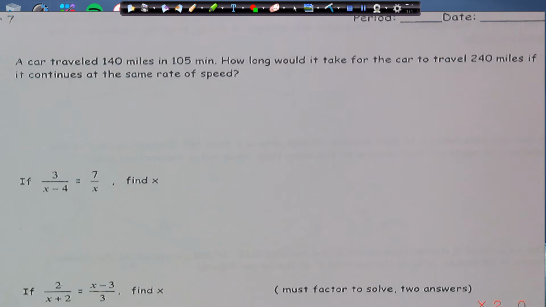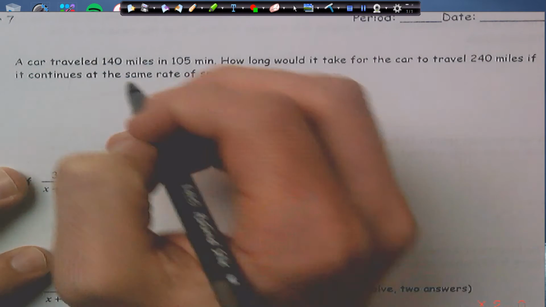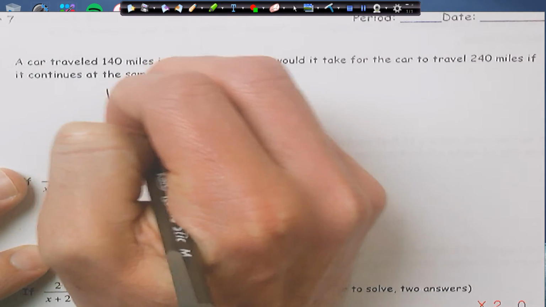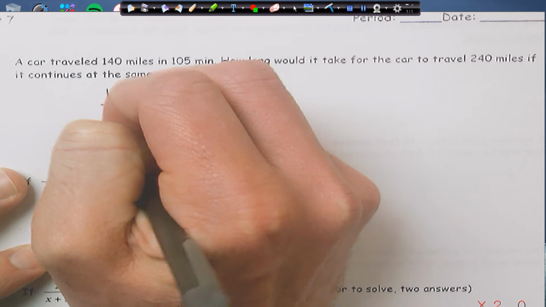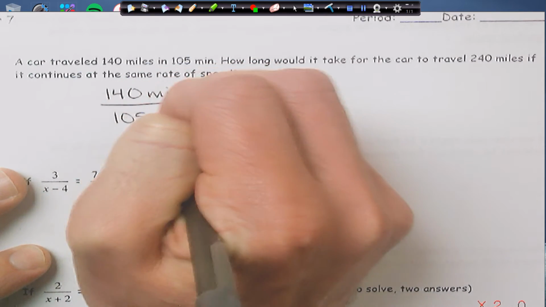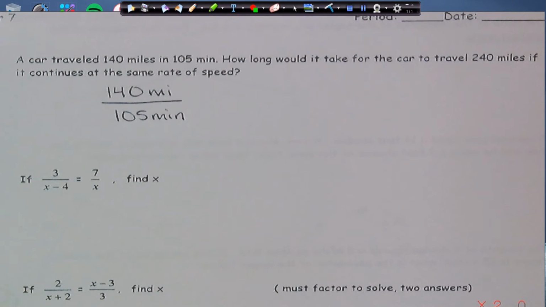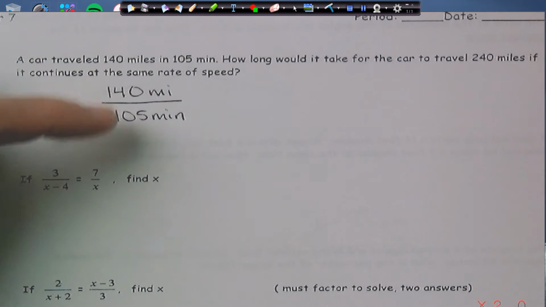So here we go. A car travels 140 miles in 105 minutes. How long would it take the car to travel 240 miles if it continues at the same rate of speed? So what we want to do is set up a ratio. We have 140 miles to 105 minutes. Okay, so that's how long it took. We're actually used to seeing miles per hour. This is miles per minute if you think about it. And we want to know how long it would take to travel 240 miles if we continue at the same rate of speed. So this is a rate of speed right here.